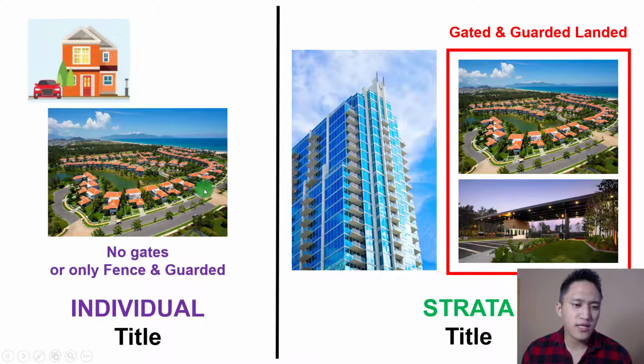As for individual landed properties, they can do actually whatever they want. So if they want to build a triple story house over here, they want to paint it black over here, it's up to them. So bungalows, semi-Ds, all of them are individual title.